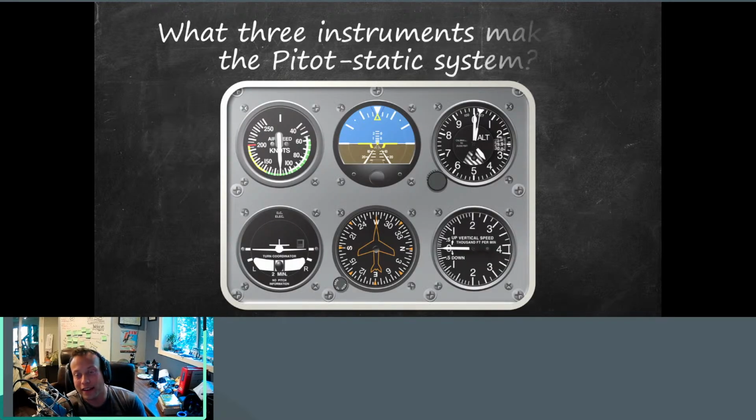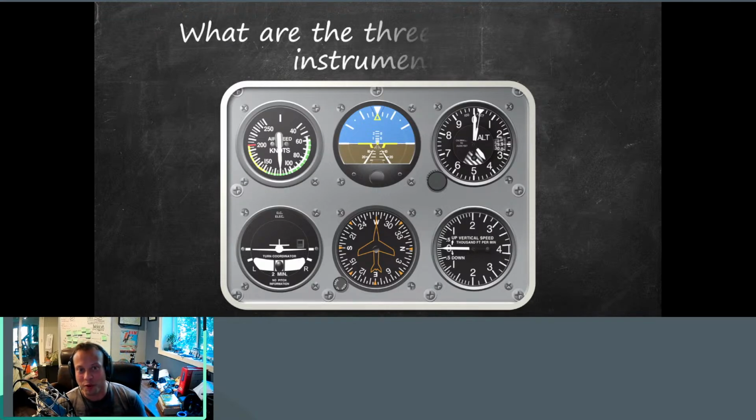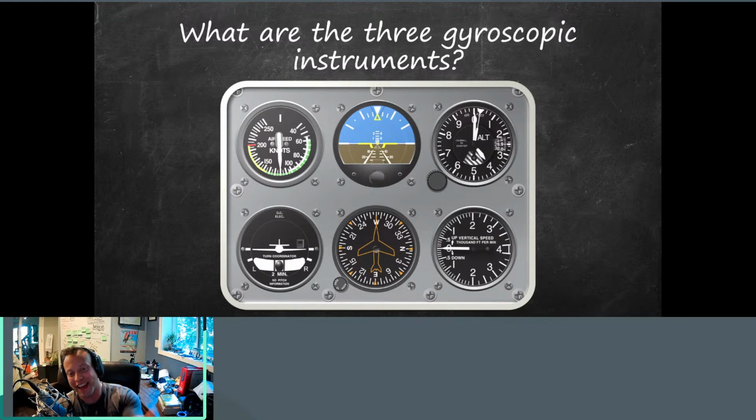Now, what are the 3 pitot-static instruments? Remember, take the time to actually answer this question for yourself so that you're getting something out of this. The pitot-static instruments are the 3 that rely on air pressure. So airspeed indicator, altimeter, and vertical speed indicator. Now, knowing that, what are the 3 gyroscopic instruments? Of course, it's going to be the attitude indicator, the heading indicator, and the turn coordinator.